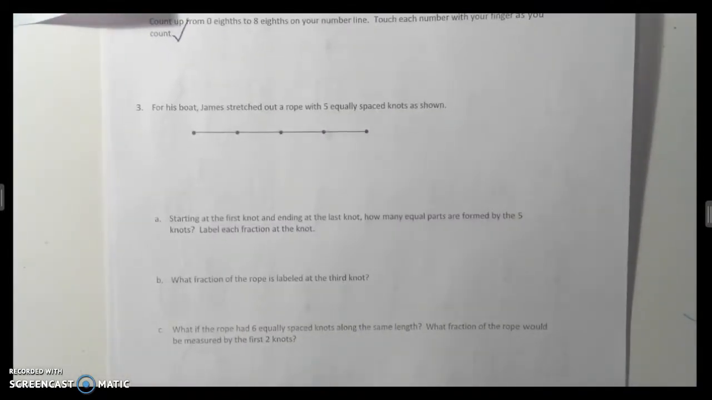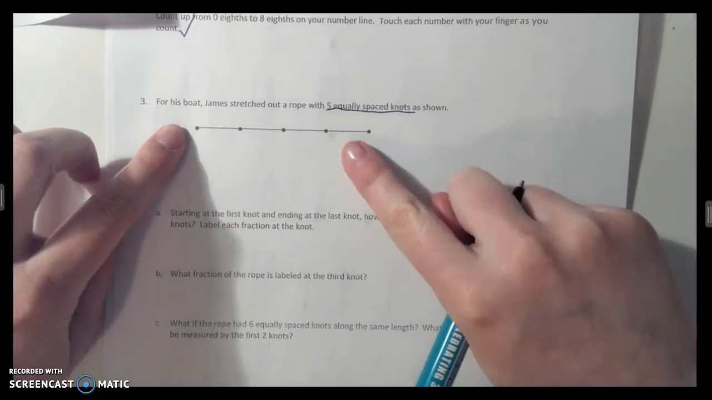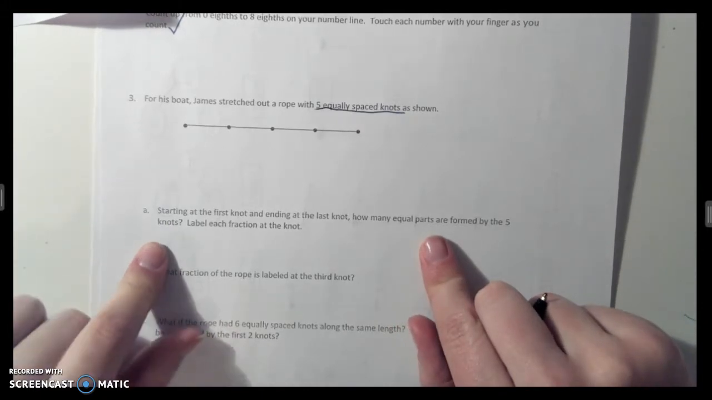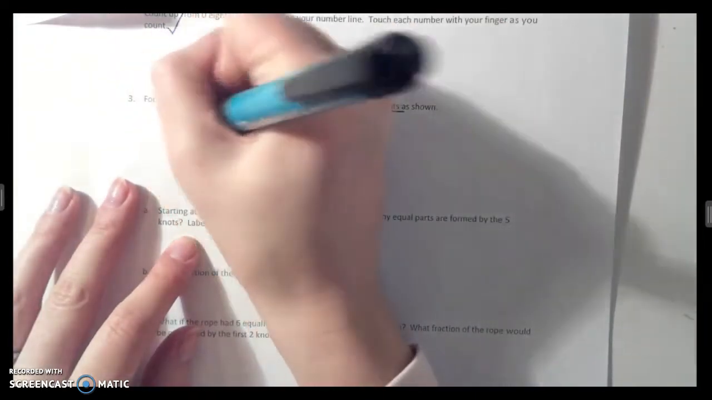All right, number 3. For his boat, James stretched out a rope with 5 equally spaced knots, as shown. Here it is right here. Starting at the first knot and ending at the last knot, how many equal parts are formed by the 5 knots? Label each fraction at the knot. So we'll do 0 fifths, 1 fifth, 2 fifths, 3 fifths. My bad, we're doing 1 fifth here, then 2 fifths, then 3 fifths, 4 fifths, and 5 fifths.